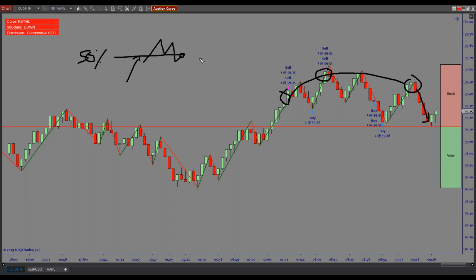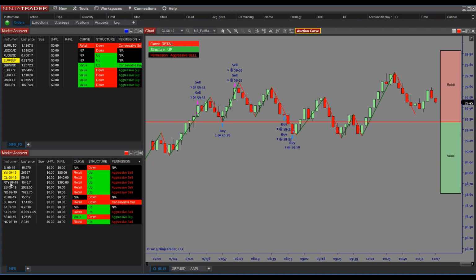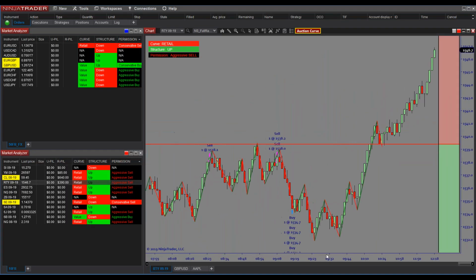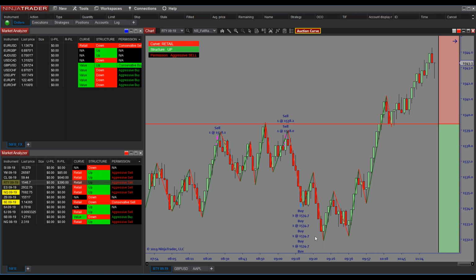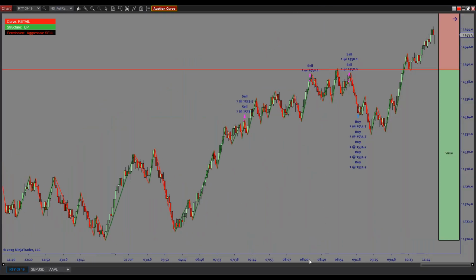So let me give you an example of a couple other trades I took today. I took a trade on the Russell. Let's go over here to the Russell. Okay. Good thing I got out where I did. Look at, perfect example.